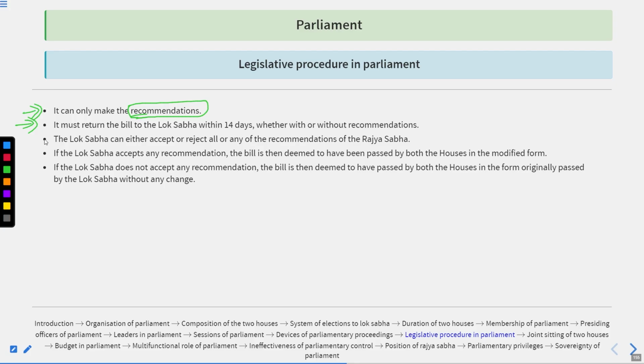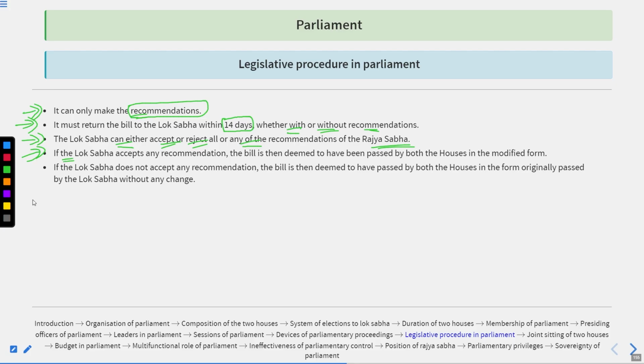Thereafter, Rajya Sabha must return the bill to the Lok Sabha within 14 days. It means that the Rajya Sabha is required to pass the bill and return it back to the Lok Sabha with or without recommendations within 14 days. Thereafter, Lok Sabha has the full authority whether they want to accept or reject all or any of the recommendations of the Rajya Sabha.